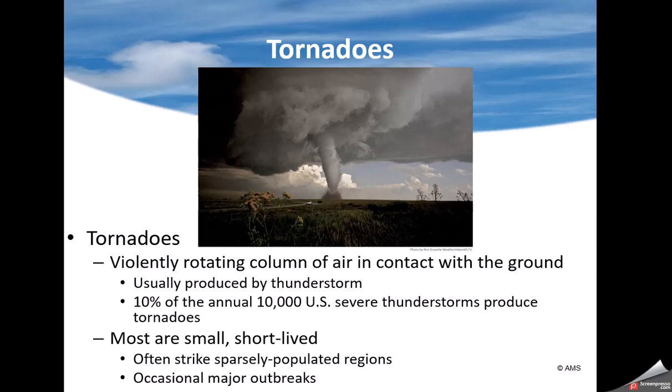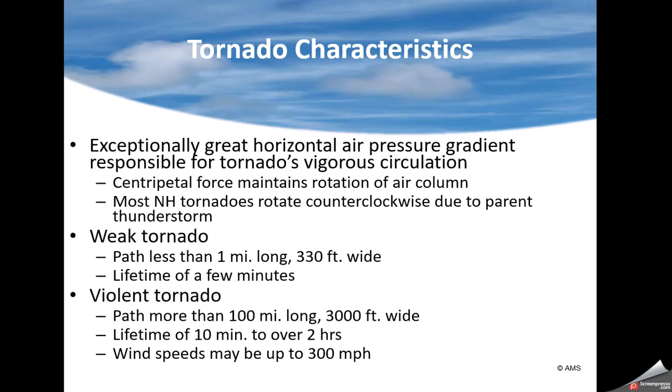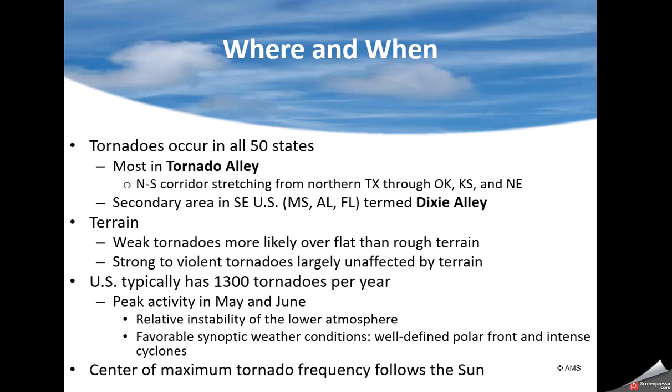Tornadoes are just very, very violently rotating circulations that develop mainly in supercell thunderstorms. Because of that circulation, it starts in the mid-levels, usually as tornado vortex signatures, and gradually descends. There are two main areas that we get tornadoes. They're called Tornado Alley and Dixie Alley. One's Midwest, one's Southeast. Either way, typically, we have 1,300 tornadoes per year in the U.S.